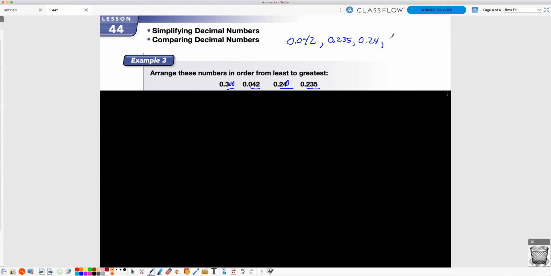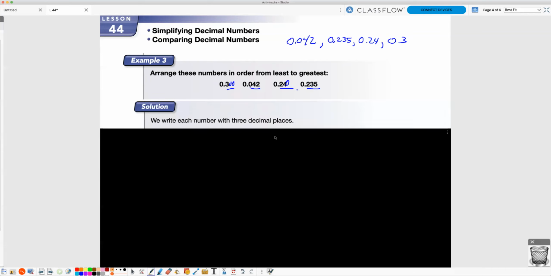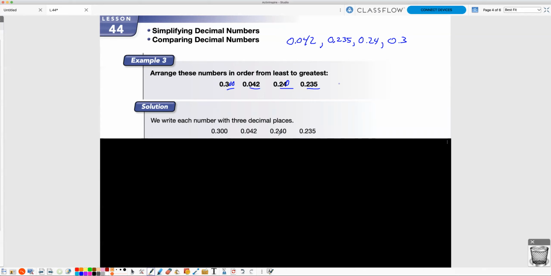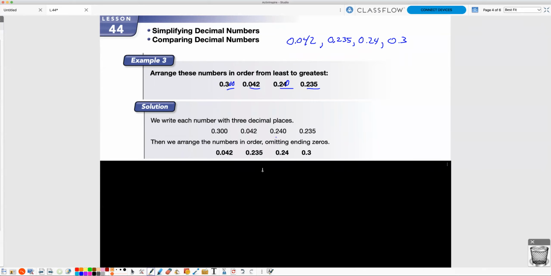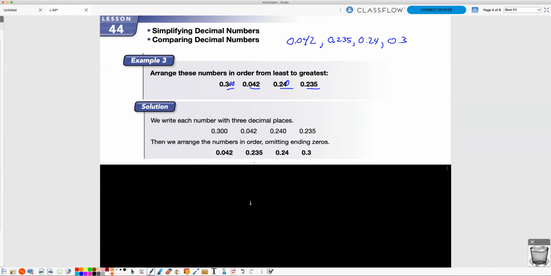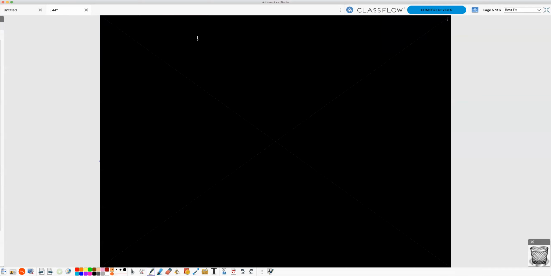And this one would be the last one because it's 300, but the original form that they wrote it in was 3/10. We write each number with 3 decimal places just as I did up there, and then you can arrange those numbers in order, omitting the ending zeros. So just keep in mind it'd be like 42. It goes in that order: 235, 240, and then 300, and then you just get rid of the zeros that you added on, and it's back to the original format that it came out in.